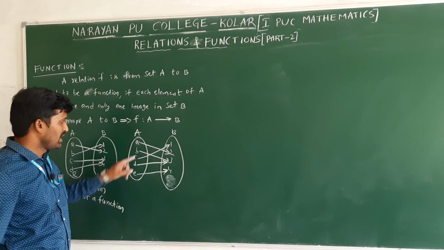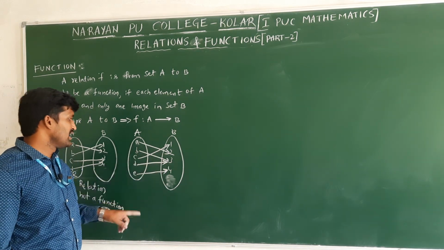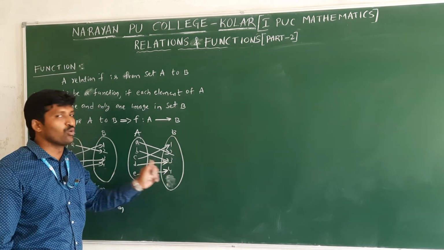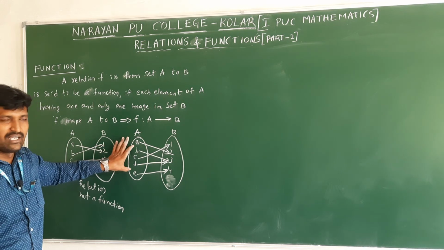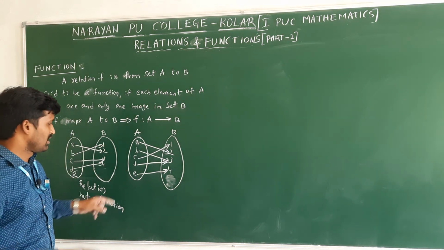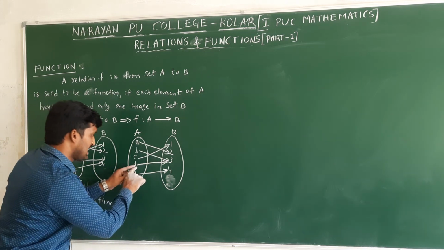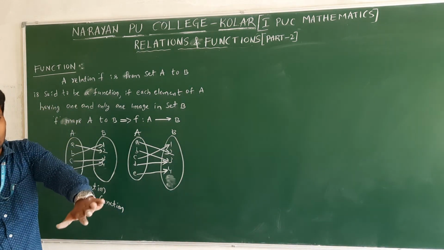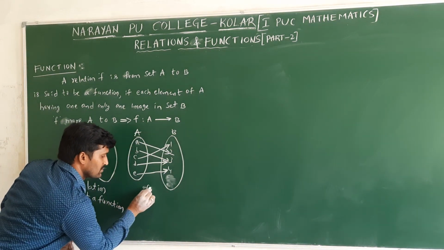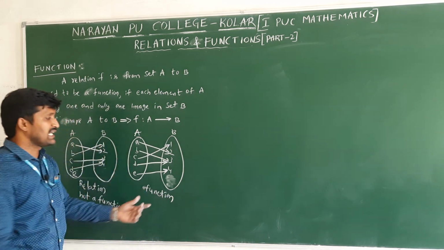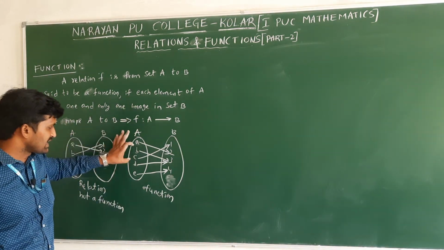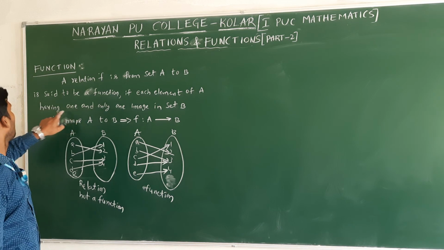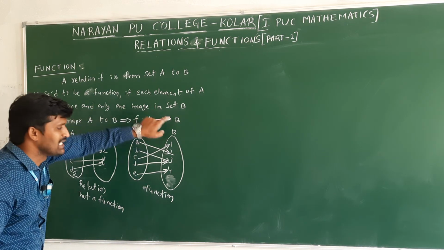Next, coming to this one. A has image 2, B has image 3, C has image 1, D has image 3, E has image 4. Are all elements mapped or not? Yes. Each element has only one image. E is not mapped with two elements, and D is also mapped with only one element. But here B and D have the same image. It is clearly a function. Reason? Each element in set A has only one image in set B.